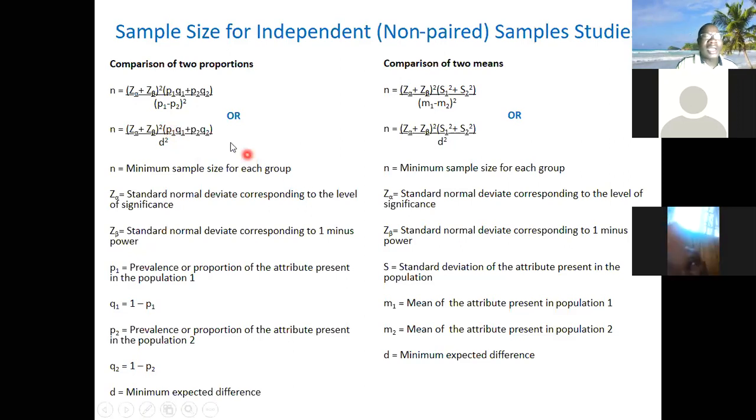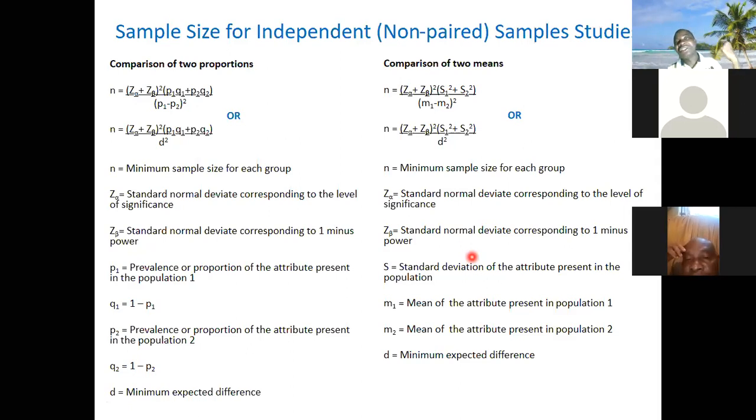You will see P1, P2, because there are two populations. Correspondingly, there will be Q1, Q2, because if you remove P1 from 1, you get Q1, and if you remove P2 from 1, you get Q2. So for P1 minus P2, some people write P2 minus P1. It doesn't really matter. Maybe you think P1 is bigger than P2, or P2 is bigger than P1. It doesn't matter, since it means square, it will cancel the negative. It doesn't matter which one you put first.